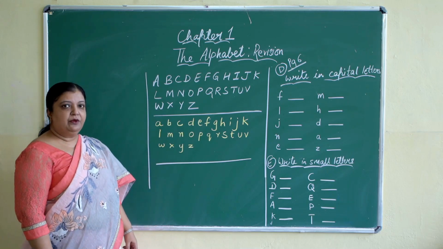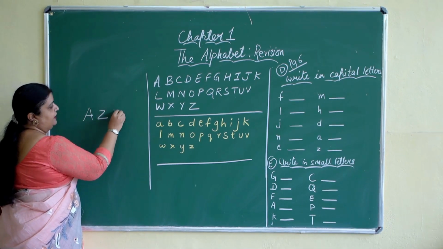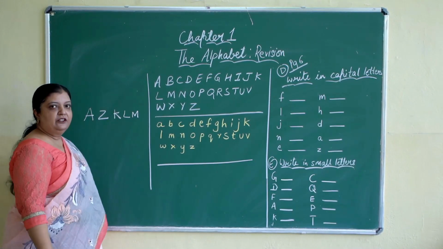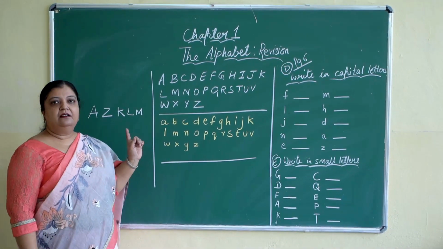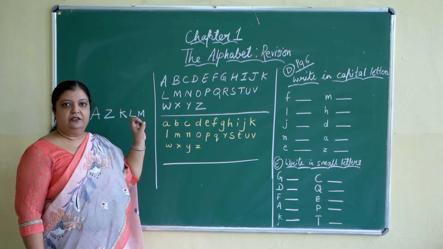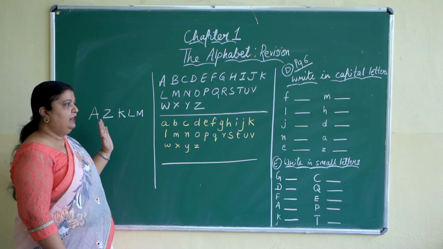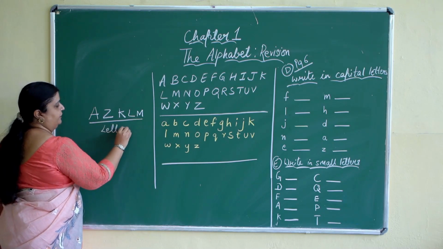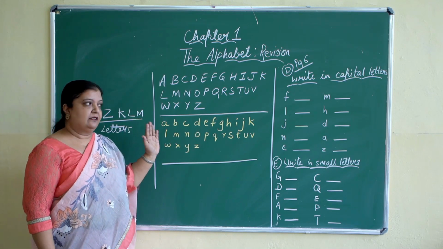Now randomly if you write A, Z, K, L, N. So are these the alphabet? No, children. These are letters because they are randomly chosen from the set of the alphabet and then written over here. So these are letters. Okay, children?